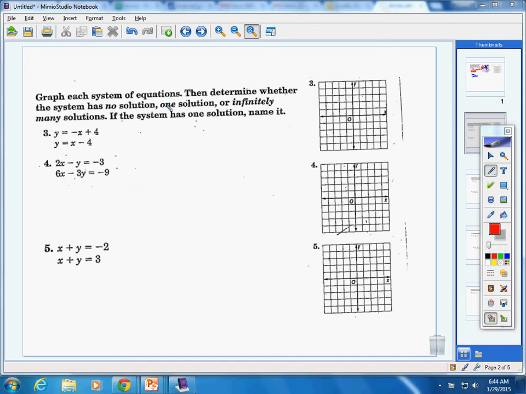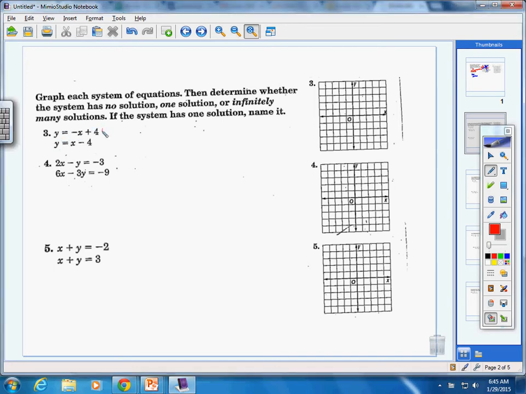Graph each system of equations. Then determine whether the system has no solution, one solution, or infinitely many solutions. If the system has one solution, name it. Okay guys, there's a couple things you have to do before you're done, so let's make sure we do every single thing that we're asked. Okay, so for starters, number 3, it says graph each system of equations. So let's do that first.